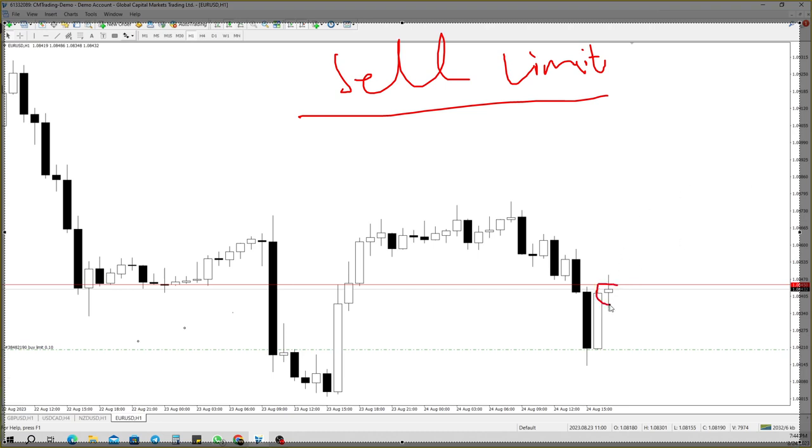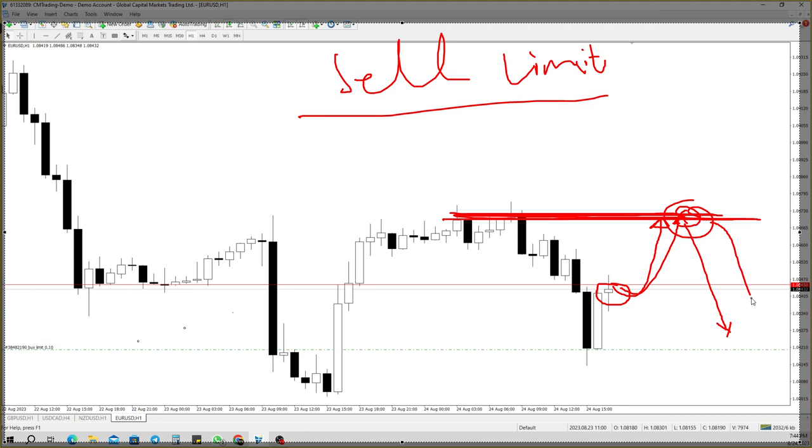For example, this is the current price, but you want to enter a sell around this resistance. So you want price to come higher to this area, and then here you want your sell order to be executed. So in this area you will use a sell limit. You will put a sell limit here, and when the price comes to that area, your sell order would be executed, and if it moves lower, then you will make profit.